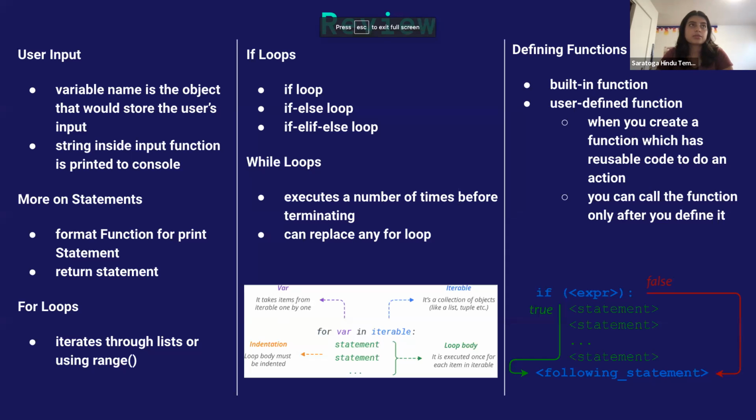Okay, so this is review from last week. Again, we didn't really go over input last week or statements, but we'll just refresh that. Input is when you have a variable name and the object stored inside of that variable is the user's input. The string inside the print of the input statement is printed to the console, and then whatever the user inputs afterwards would be stored in the variable. There's also format functions for print statements and the return statement.